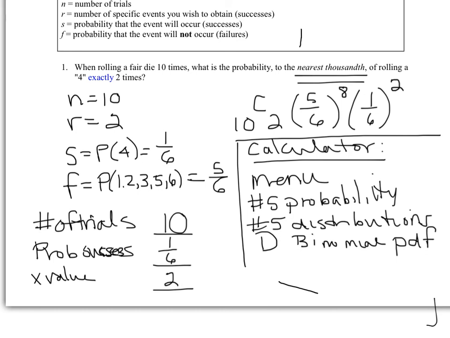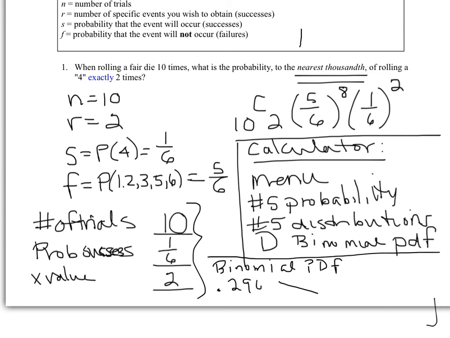Alright, so our calculator screen will show binomial PDF, and then we type in these 3 things, and the answer is 0.2907, which we look at the top, and we round to 0.291. And that's it. Alright, let's keep trying. Let's go to another example.